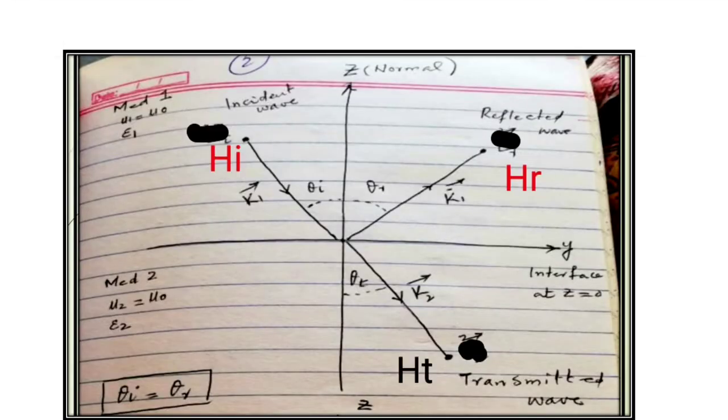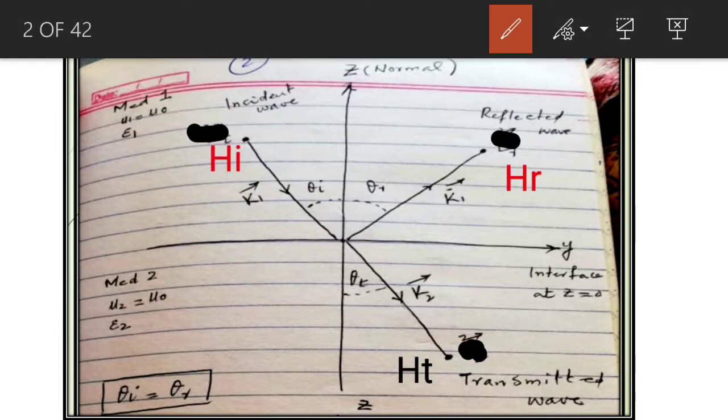medium number 1 and medium number 2. Here is medium number 1. The permeability of medium number 1 is mu naught and the permittivity of medium number 1 is epsilon 1. And here is medium number 2. The permeability of the second medium is mu naught and the permittivity of the second medium is epsilon 2.